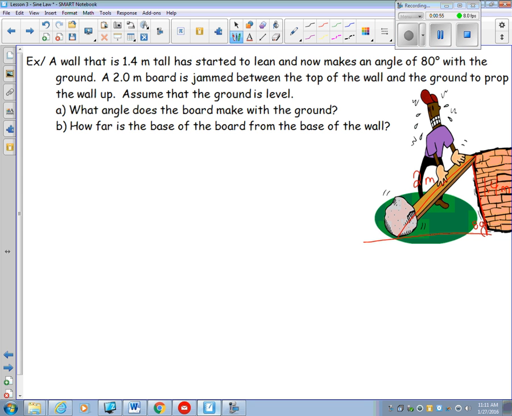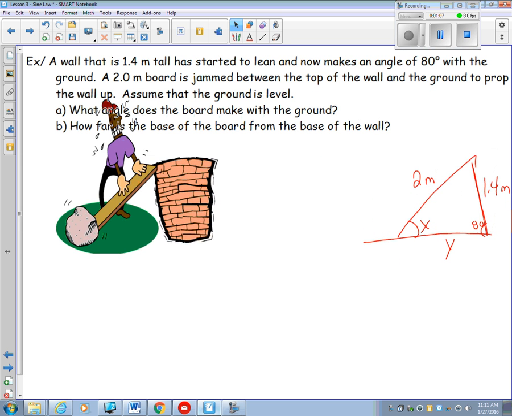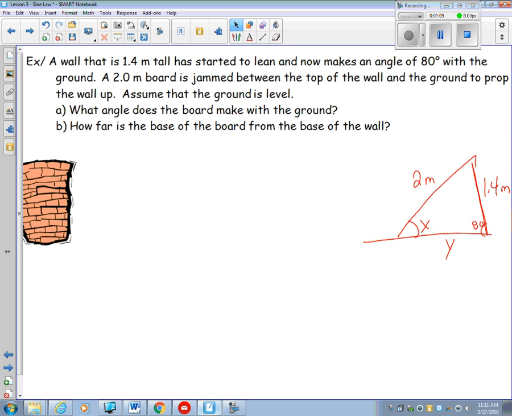Right, so the board and the ground meet down here at the bottom corner. That's part A. And how far is the base of the board from the base of the wall? Well, that's the bottom down there. Okay, I'm going to move the clip art piece away so we can take a look at the picture we just drew. Okay, there's our picture. There's all the parts and pieces that we need.